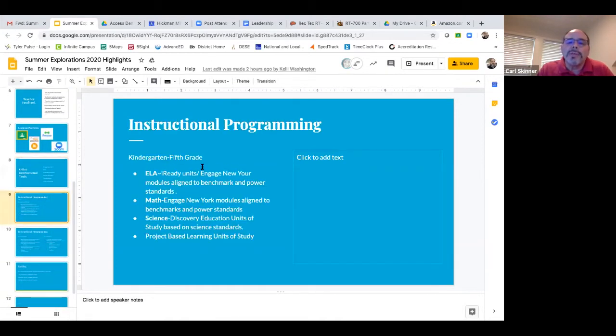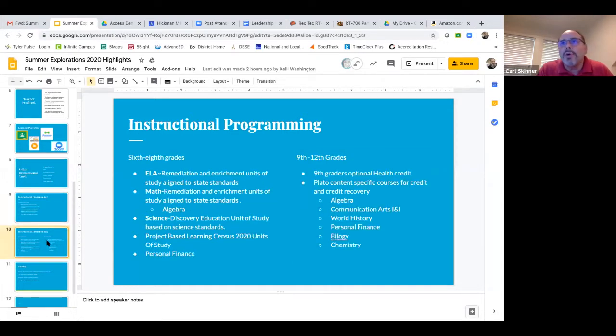Instructional programming, kindergarten through 5th grade. Again, they're using English language arts, iReady units, Engage New York modules. Math is Engage New York, as well as benchmarks and power standards. Science is Discovery Education. If you recall, that is something that we did about 3 years ago. We still have a contract with this. All of our science texts are through Discovery Education. And then project-based learning units.